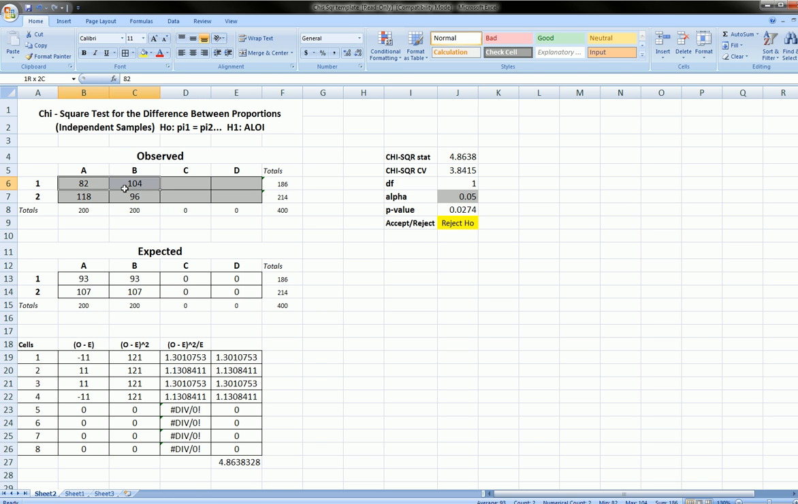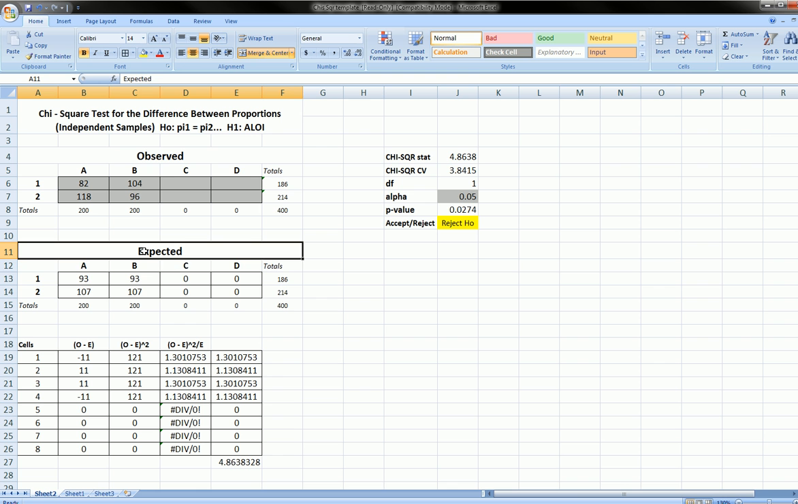So this is our observed table. It's a 2x2 table, and group A responded 1 82 times, group A responded 2 118 times, group B responded 1 104 times, group B responded 2 96 times. Here are the column totals and here are the row totals.